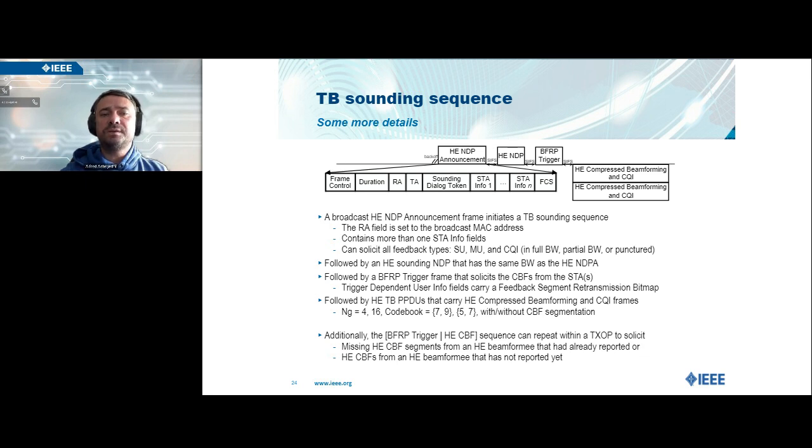And because segmentation is allowed, if you're missing some segments or if you have multiple stations that you want to multiplex, you can have multiple of these BFRP CBF sequences within the same TXOP.